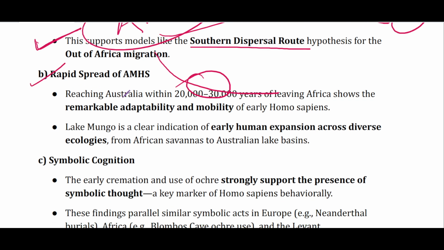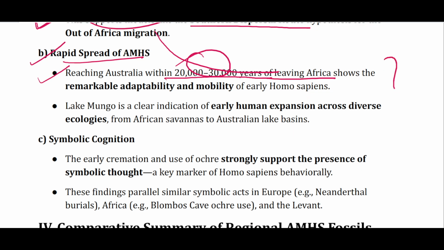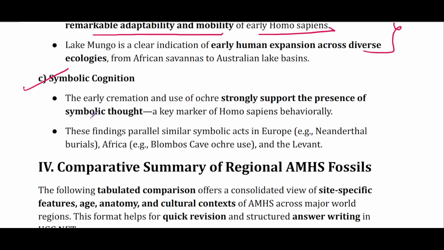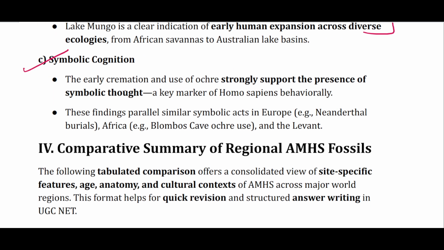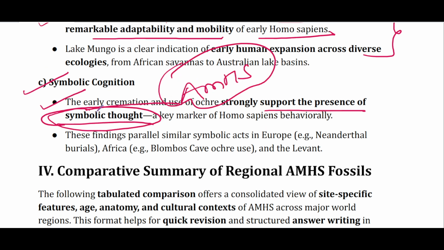Now the next significance is about rapid dispersal. So the wave that reached Australia within 20,000 to 30,000 years of leaving Africa shows the remarkable adaptability and mobility of early Homo sapiens. Then the symbolic cognition. So again, यहाँ पे cremation and use of ochre suggest the presence of symbolic thought, which is again, जो AMHS population है that moved out of Africa, it had symbolic thought.